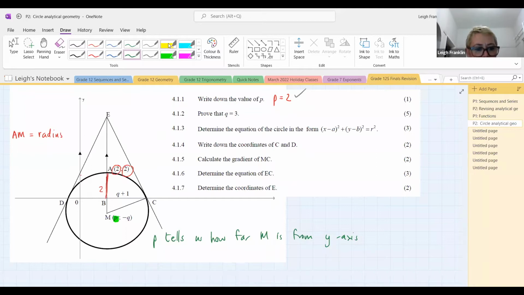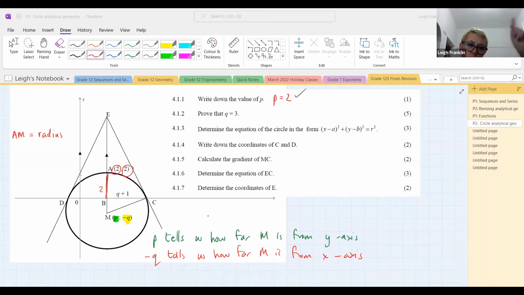This minus q over here, minus q, tells us how far M is from the x-axis. So in other words, if we're standing at M and we want to get to B, we've got to go Q units up. So the length of BM is Q from here.